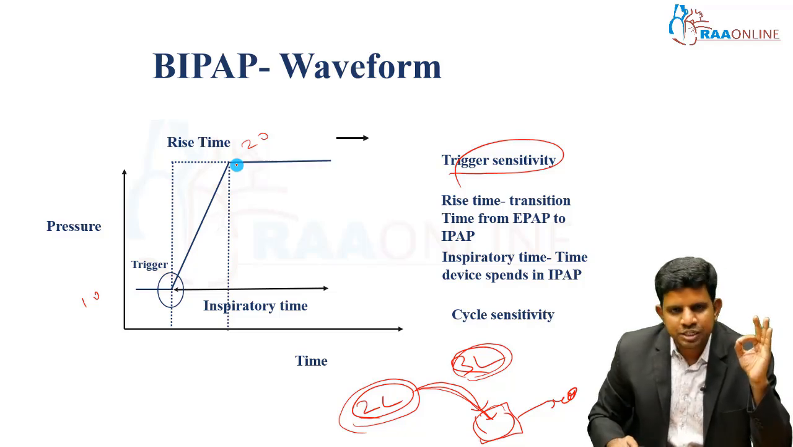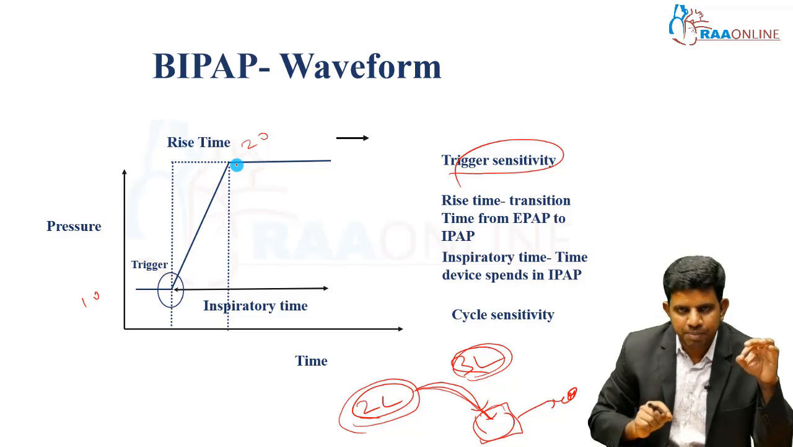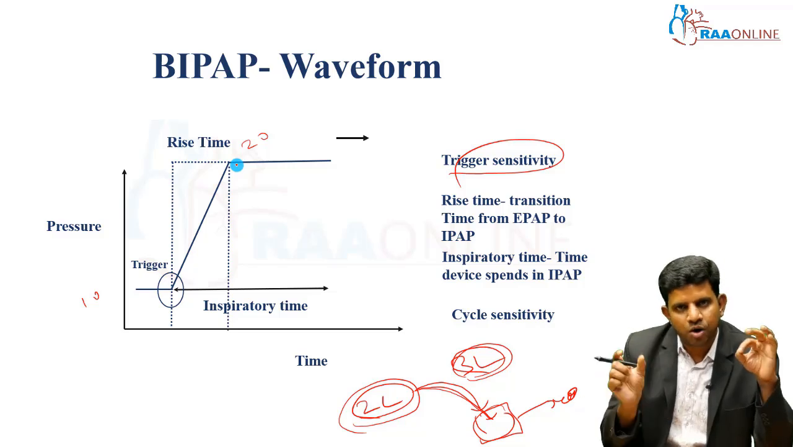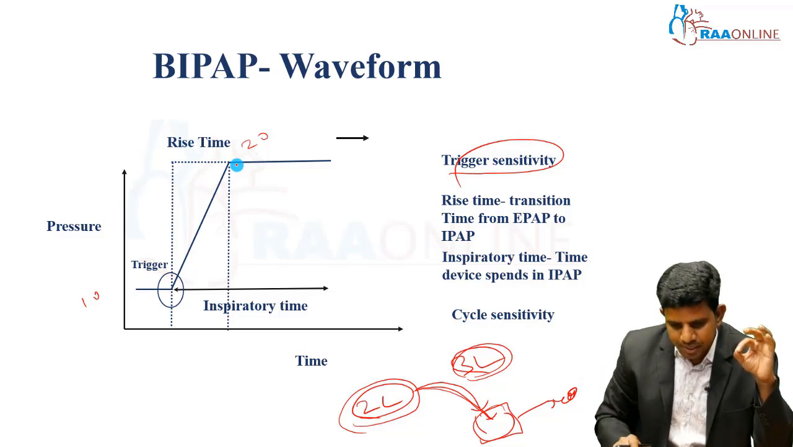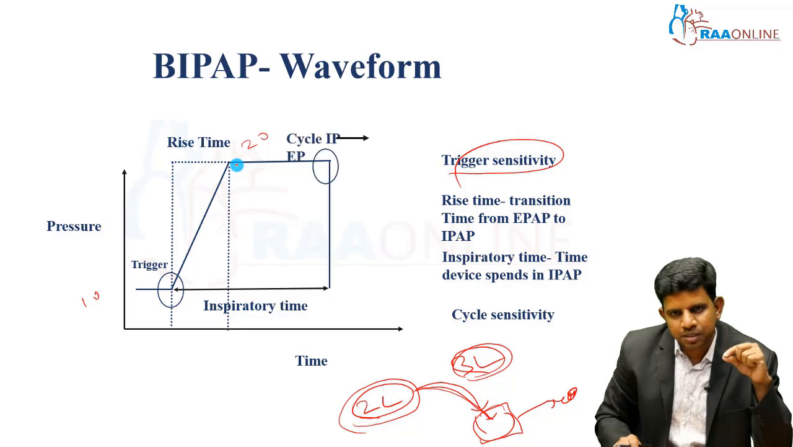Third one is the inspiratory time: how much time the device spends at the IPAP. For example, my IPAP is 20 and EPAP is 10. During inspiration the pressure will reach from the EPAP of 10 to 20. How much time the ventilator keeps that 20 centimeters is called inspiratory time. Next, once the inspiration ends, the patient goes from inspiration to expiration. It's called cycling.